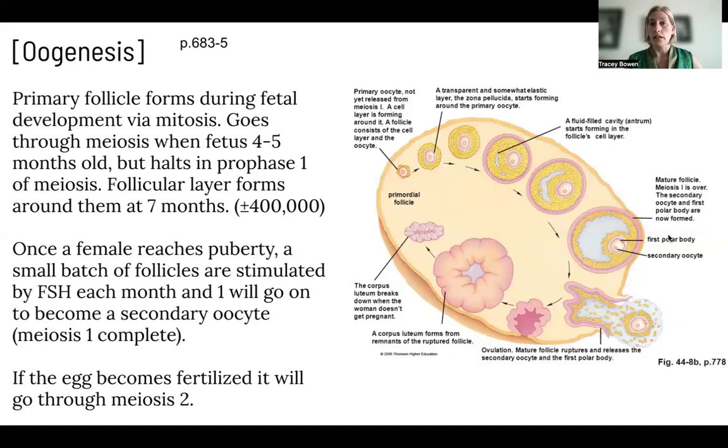First polar bodies and second polar bodies are where meiosis has happened, but part of the tissue and genetic material has just been removed, and it's off to the side. It's not used anymore. If the egg then becomes fertilized, it will go through meiosis 2, so it will finish the meiosis process. But when it's ovulated, it is a secondary oocyte, and it has gone through meiosis 1.